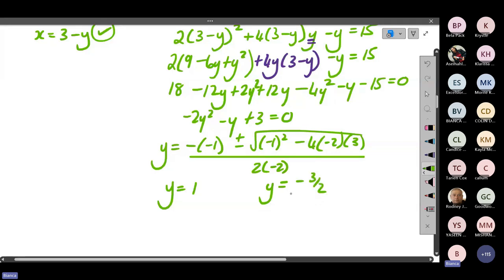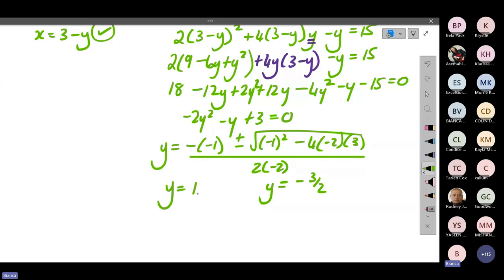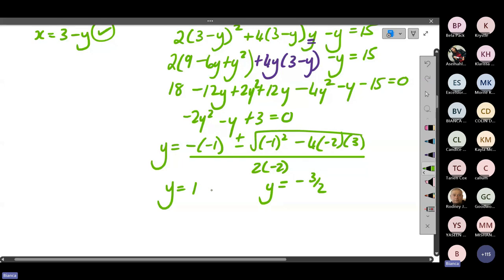When I was walking around now with my learners, I saw that some of them got some decimals over here. Generally, with these kind of papers, the roots are rational. So if you've got an irrational root, meaning like a weird decimal, not recurring because that's rational, then there's probably some mistake that you've made. Once I've got the y values, what's next? Sub in and get the x values.